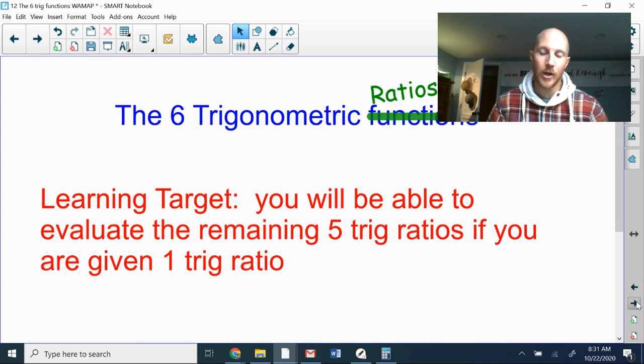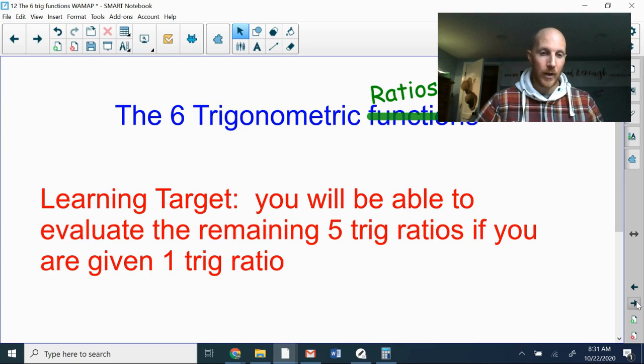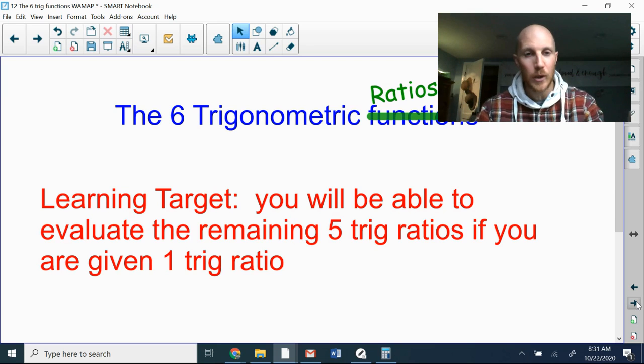So what we're looking at today, now that the do now is out of the way, are the 6 trigonometric ratios. Now you are familiar with SOHCAHTOA. We've been using that up until just yesterday. Sine, cosine, and tangent are not the only trig ratios. If you thought that was it, there are more trig ratios. We're going to learn the other ones today, and our learning target is you'll be able to evaluate the remaining 5 trig ratios if I give you one of them.